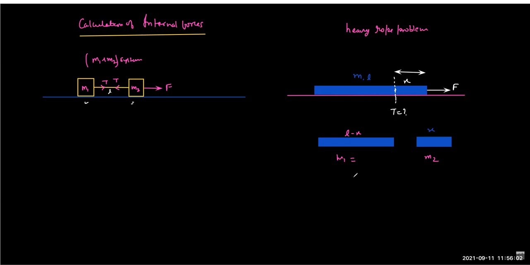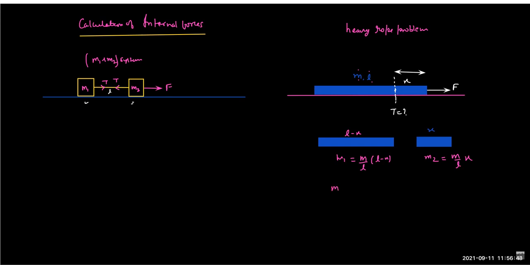M is the mass of length L. So if L length is equivalent to M mass, then what is the mass of L minus X length? What is the mass of X length? Is it difficult? So it is M into (L minus X) upon L. So it's M by L, the mass per unit length, into the length. That's it. And this is M by L into X.